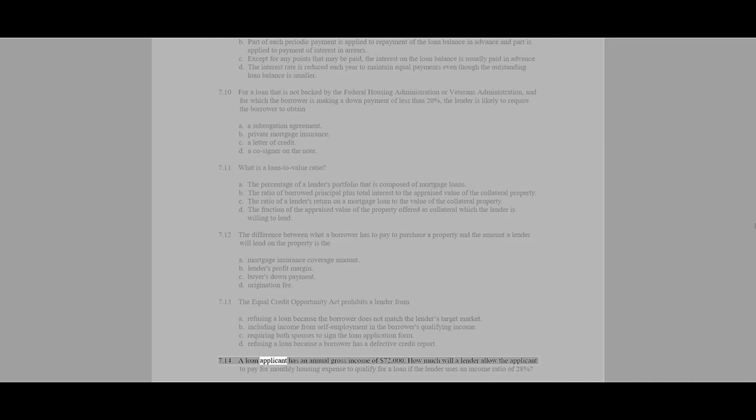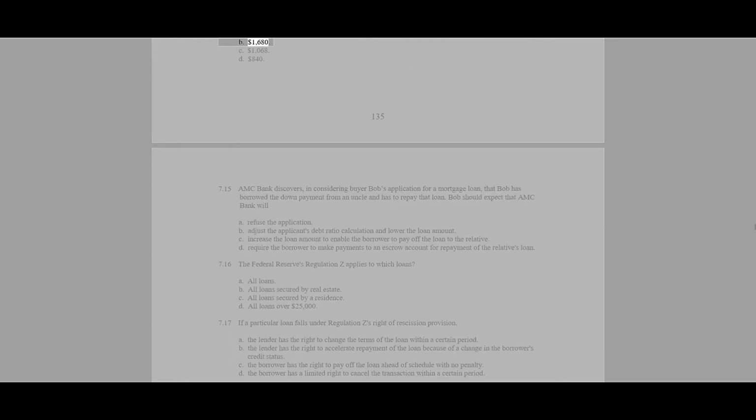7.14 A loan applicant has an annual gross income of $72,000. How much will a lender allow the applicant to pay for monthly housing expense to qualify for a loan if the lender uses an income ratio of 28%? A. $2,160. B. $1,680. C. $1,068. D. $840.